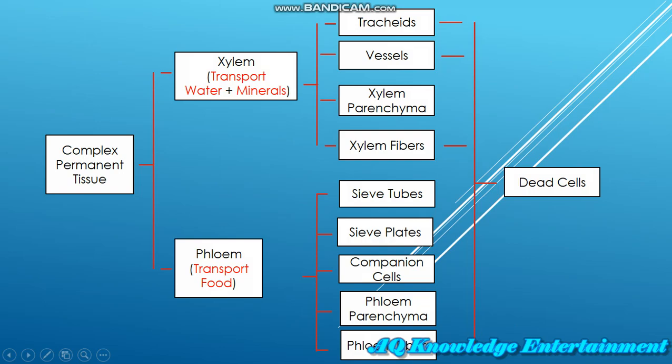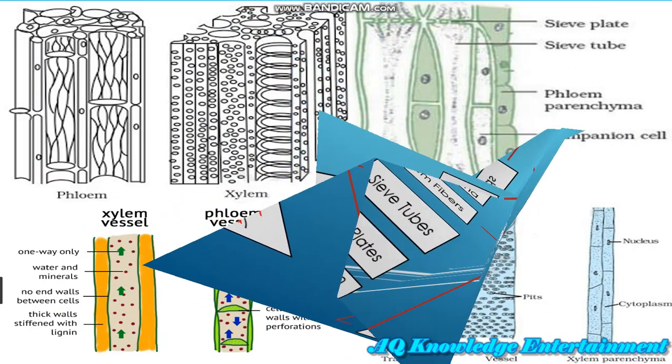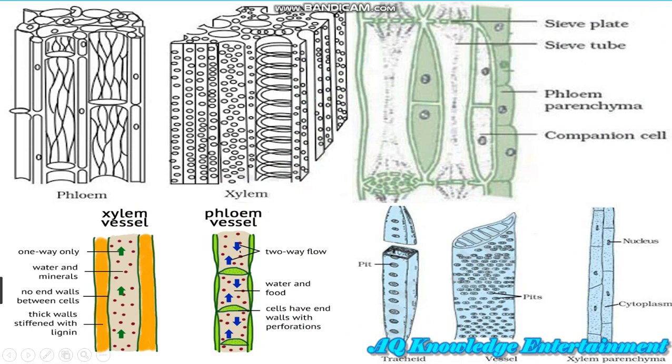Now let me show you the picture. So here you can see, as I said earlier, that phloem can transport from down to up as well as from up to down. Now here it's clearly written in the diagram, two-way flow. Now here is the microscopic view of the phloem tissue. So here you can see sieve plates are right here. These dots are basically present. So they are the sieve plates.